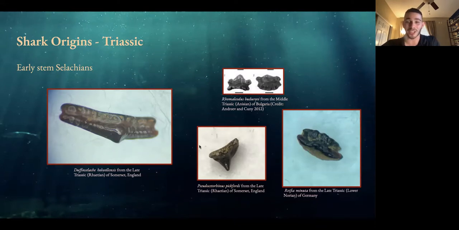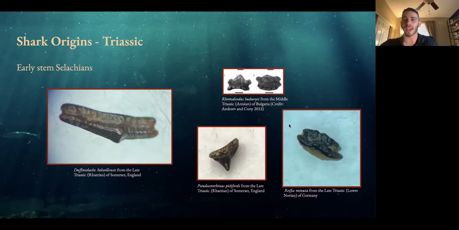Another small enigmatic shark is Pseudocetorhinus pickfordi, which used to be thought of as a cetorhinid, which is related to the basking shark, which is a very large filter feeder that's still around today. However, this is most likely just due to convergence, and this is a primitive early neoselachian. Two other examples of these early sharks include Rhomphaiodon buderovi from the Middle Triassic of Bulgaria, as well as Rapha minuta from the Triassic of Germany.